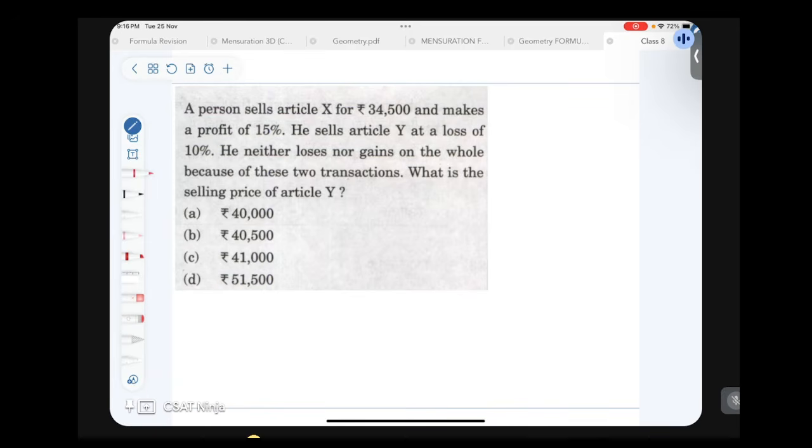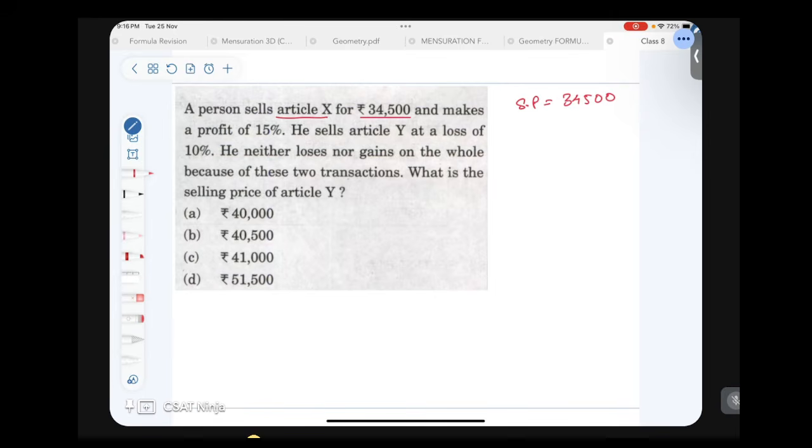A person sells article X for 34,500. This is the selling price. He makes a profit of 15%.